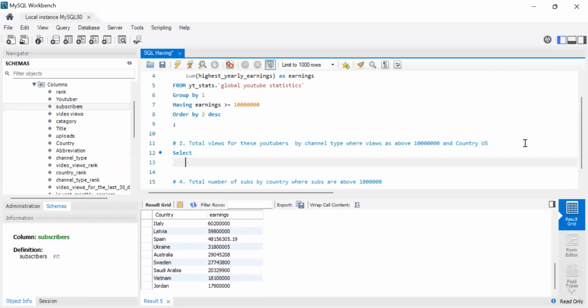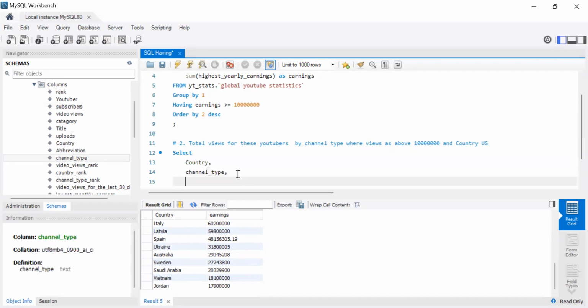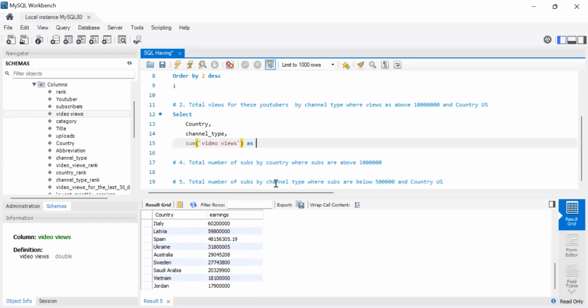So what are we interested in? Country. We are also interested in channel type. And lastly, we are interested in video views. For this, we want to sum video views as num views.